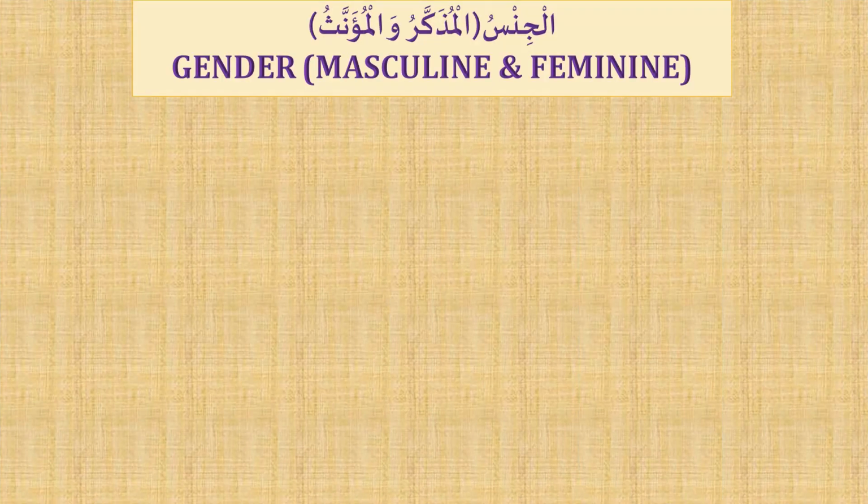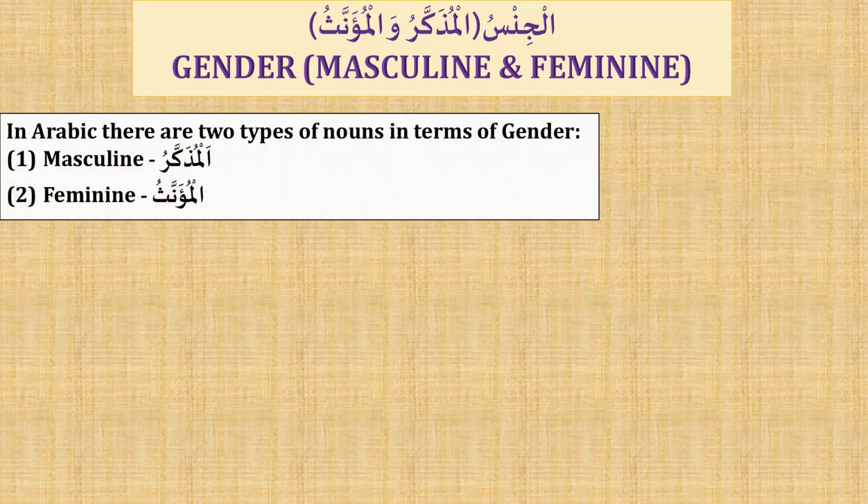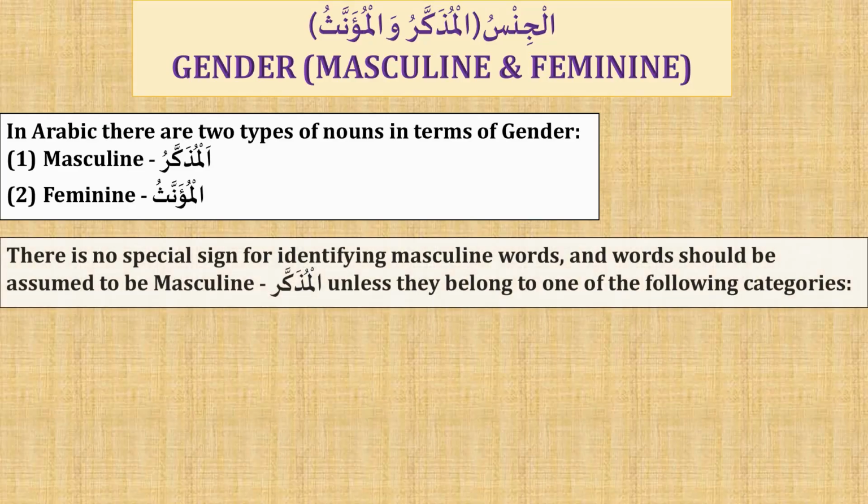الجنس المذكر والمؤنث gender masculine and feminine. In Arabic there are two types of nouns in terms of gender. First one masculine المذكر and the second one feminine المؤنث. There is no special sign for identifying masculine words, and words should be assumed to be masculine المذكر unless they belong to one of the following categories.